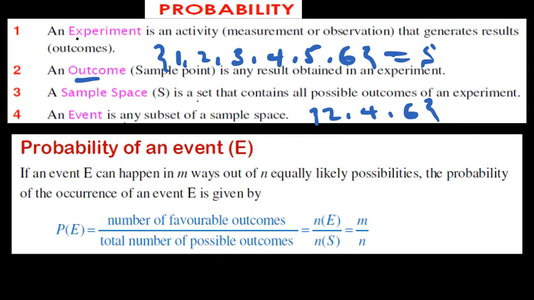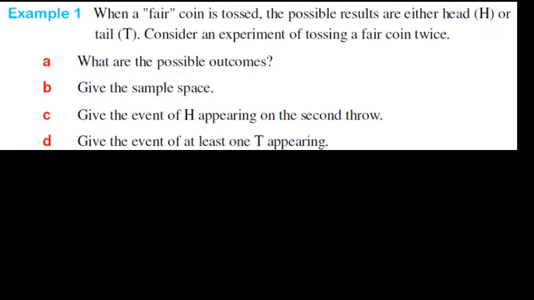After that, probability of an event was also discussed in your previous lesson. The probability of an event is the number of events divided by the number of sample space. We can see this by examples. First of all, the first example here, it says when a fair coin is tossed, obviously the outcomes are either head or tail, but consider an experiment of tossing a fair coin twice.